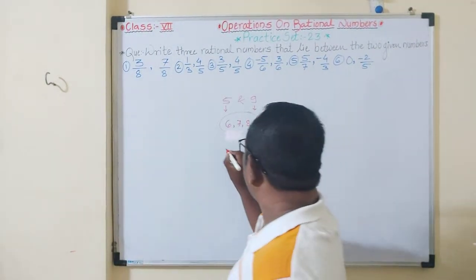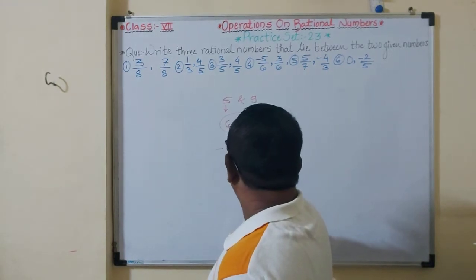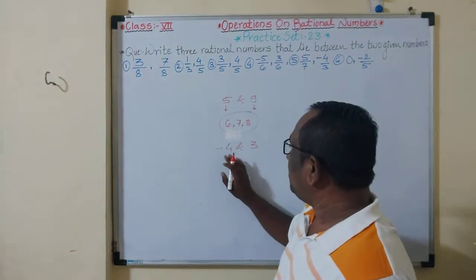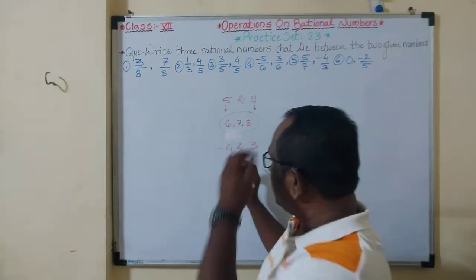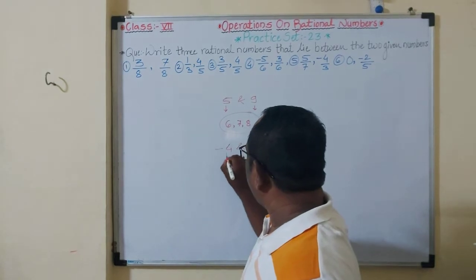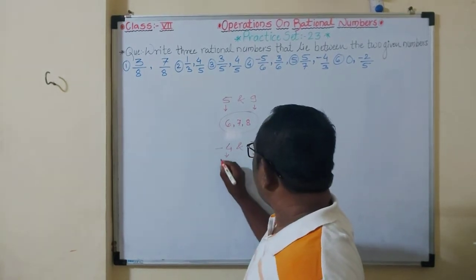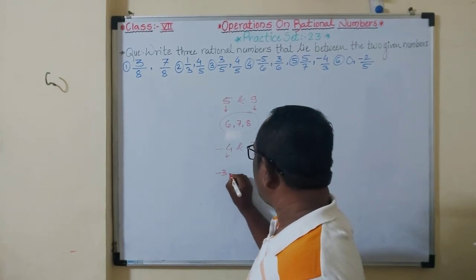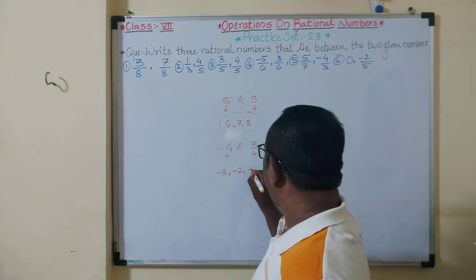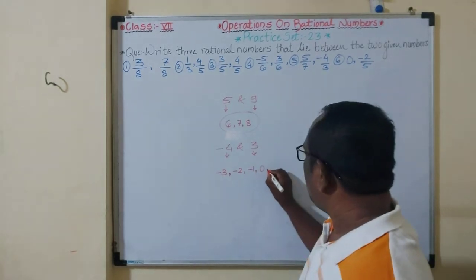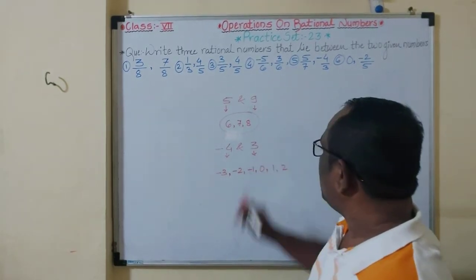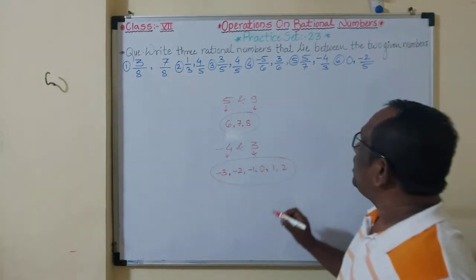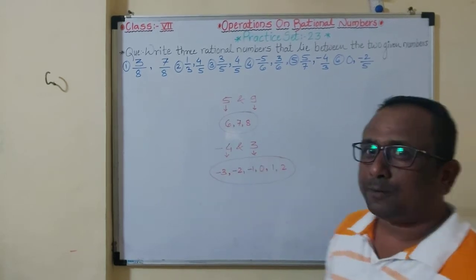Now if I tell you -4 and +3, here we have to write the numbers between -4 and +3. So leave -4 and +3, then -3 is there, -2, -1, then 0, then 1, then 2, and then +3. Okay, so these are the numbers that lie between -4 and +3.